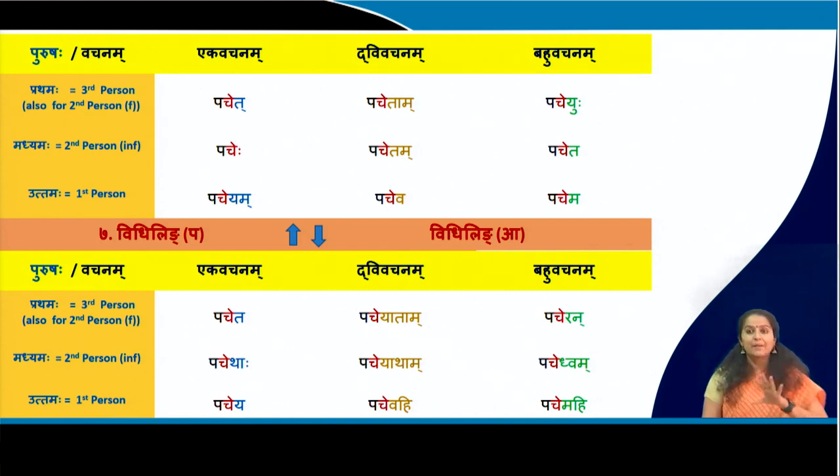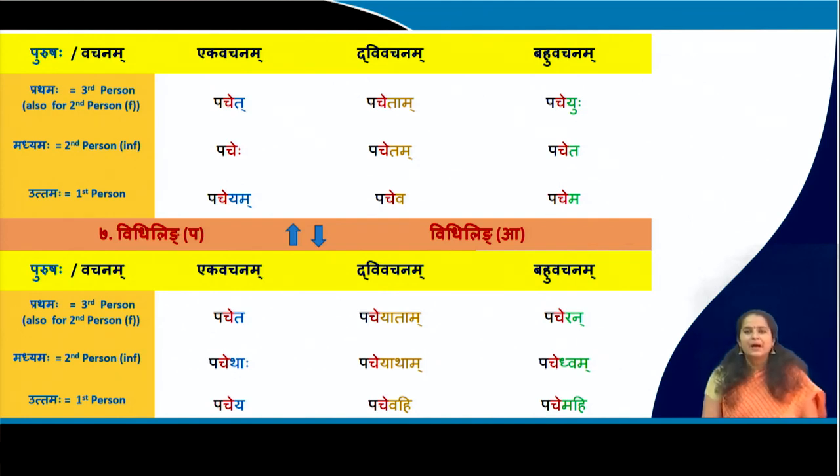If you write all the forms, all the lakaras, in one sheet, it will become clear, including the relationships between them. Okay, so if you write it all out on one big sheet of paper with color codes, you'll be able to identify the similarities and differences that are there between the different tenses and moods.